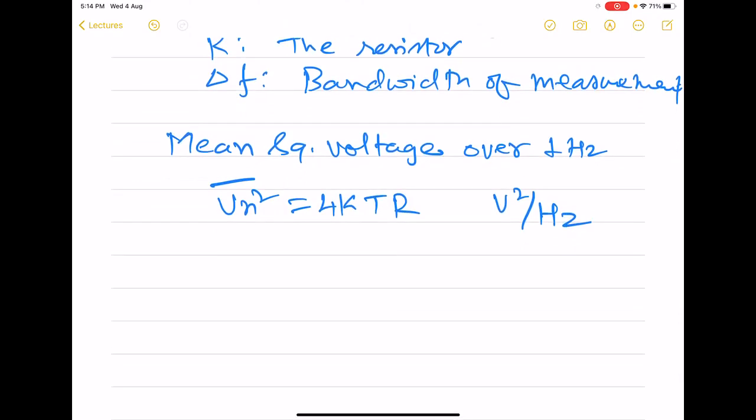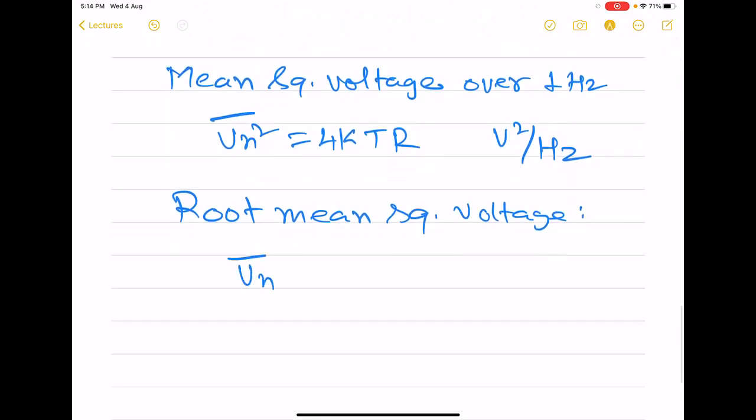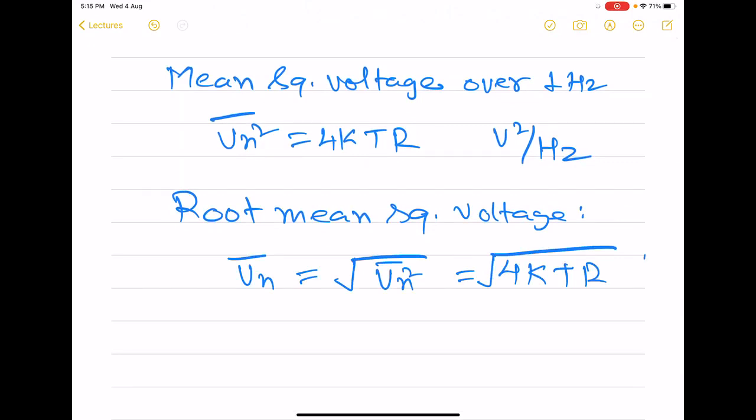Second, we can talk about the RMS value of the noise voltage, which is the square root of this mean square voltage. For this, we will adopt this symbol, and this is going to be the square root of the mean square, which will be 4kTR. And we can talk about this quantity for 1 hertz or with a certain band, but let us say that we are talking about a 1 hertz band.